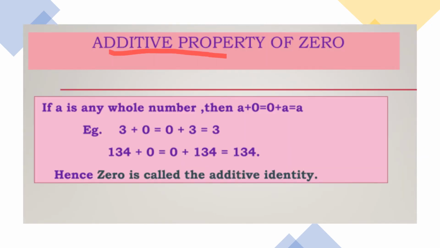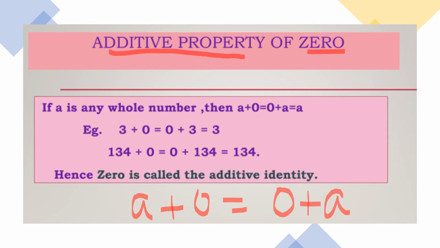Next comes the additive property of 0. Additive property of 0 means if you add 0 to any whole number, you get the number itself. So if A is any whole number, then A plus 0 will be equal to 0 plus A, since addition is commutative in whole numbers, and the answer will be equal to A. You add 0 to A, you will get the number itself. Hence 0 is called the additive identity. The identity of the number is not lost.